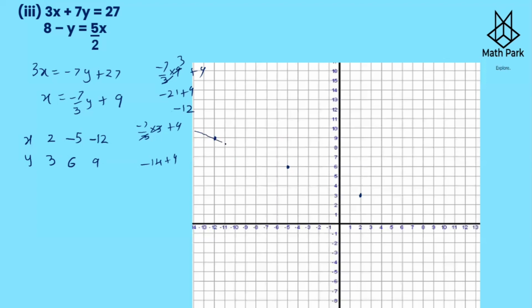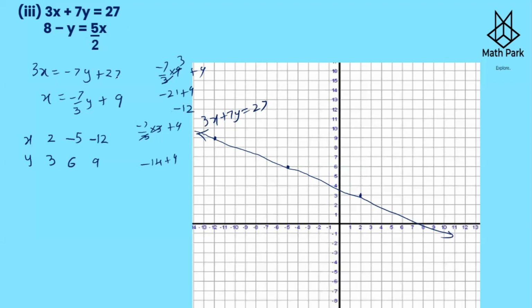Let us draw the line for this equation. And this is our line. This is our line, 3x plus 7y is equal to 27. Let us draw the line for the next equation. 8 minus y is equal to 5 by 2x. So 5 by 2x, let us take y there and 5 by 2x over here.